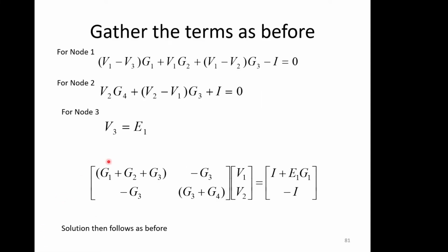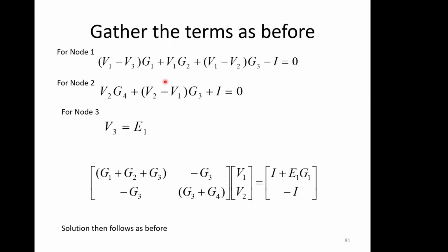Right, so we gather the terms as before to get everything together. A little bit more complicated, but if you can just pull it all out, you end up creating the matrix equation. In this case, we've got G1 plus G2 plus G3 times V1 and minus G3 times V2. So if you multiply this out, you'll get these equations. And minus G3 times V1 and G3 plus G4 times V2 equals minus I1.